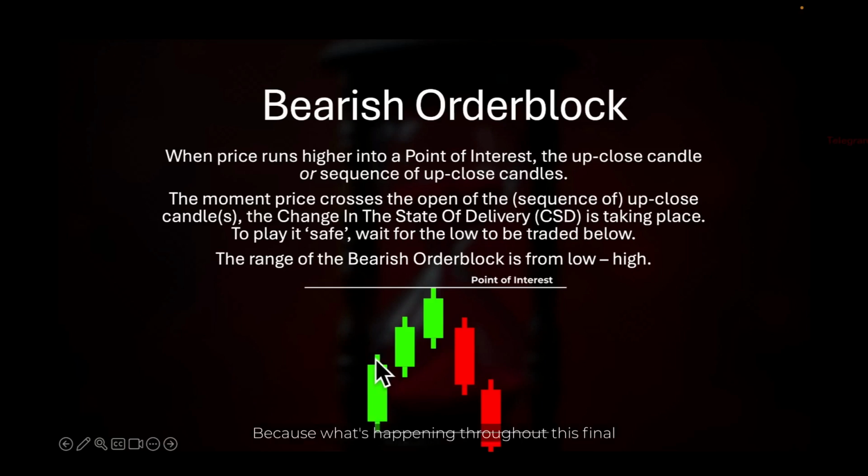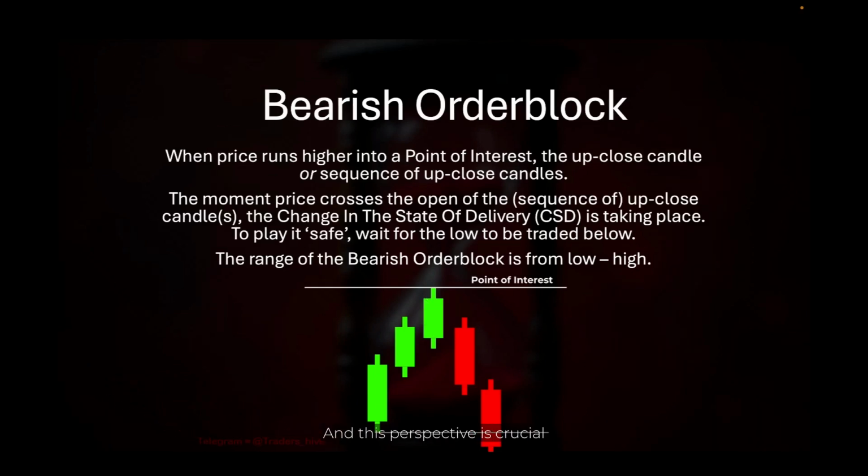Why? Because what's happening throughout this final run higher into your point of interest is the following. What's taking place is that manipulation is taking place. Buyers are stepping into the marketplace while smart money is being provided the opportunity to go short against those buyers. At the same time, buy-side liquidity is being taken out. Why? Because the market is expanding above old highs which are resting in the past. Therefore, what you're seeing taking place is that those buyers are being trapped into the marketplace while smart money is being provided the opportunity to fill their short orders.